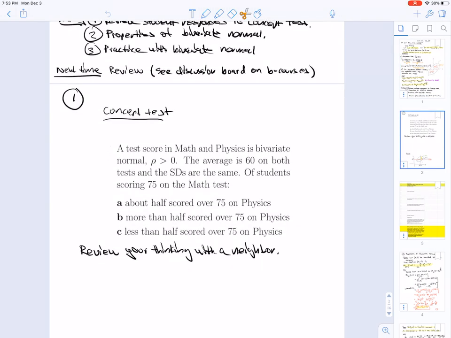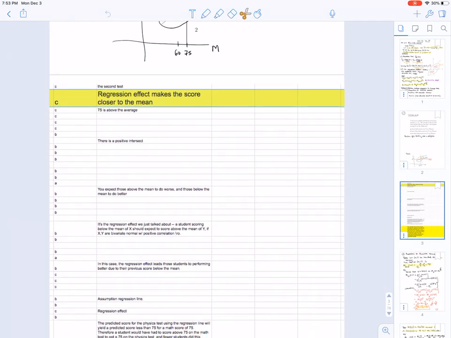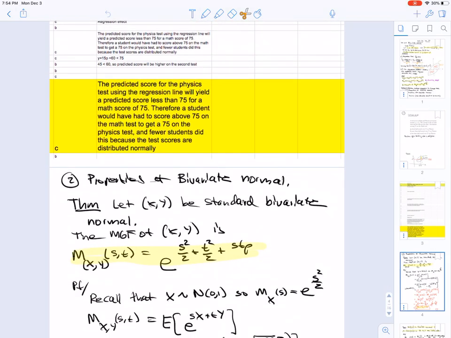So last time we saw this concept test, and you guys said some interesting things, some interesting correct things. The regression effect makes the score closer to the mean. That's right. And another good comment: the predicted score for the physics test using the regression line will yield a predicted score less than 75 for a math score of 75. Therefore, a student would have to have a score above 75 on the math test to get a 75 on the physics test. And fewer students did this because the test scores are distributed normally. I've never heard that explanation before, but it sounds great.